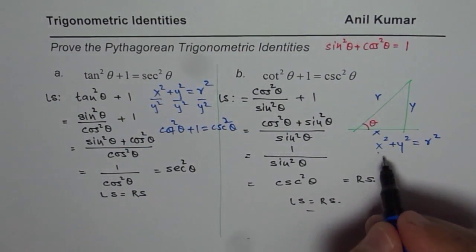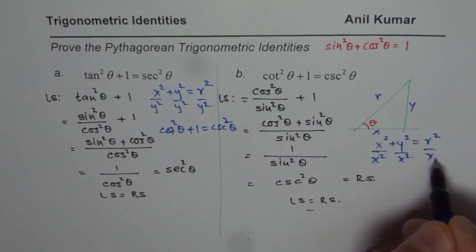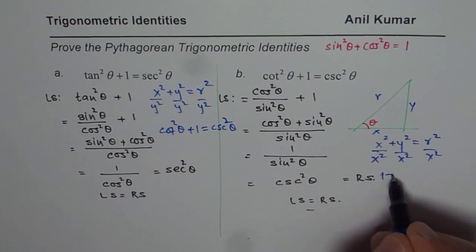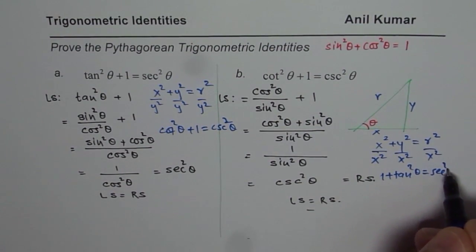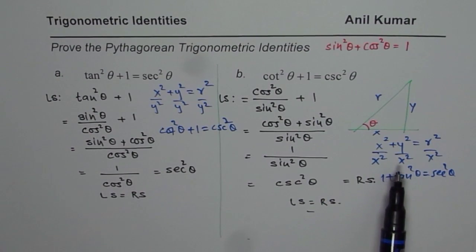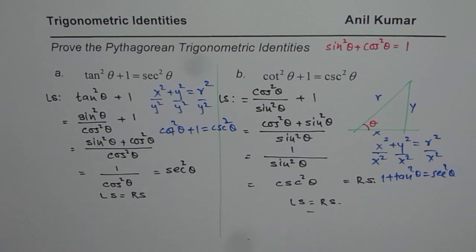If I divide them by x square, then what do you get? Then you get 1 plus tan square theta equals secant square theta. I'll connect you with this proof also, but that is how we generally prove all identities, including the one which we have taken, right? But the solution for this particular question was the one which we gave initially. I hope that helps. Thank you and all the best.